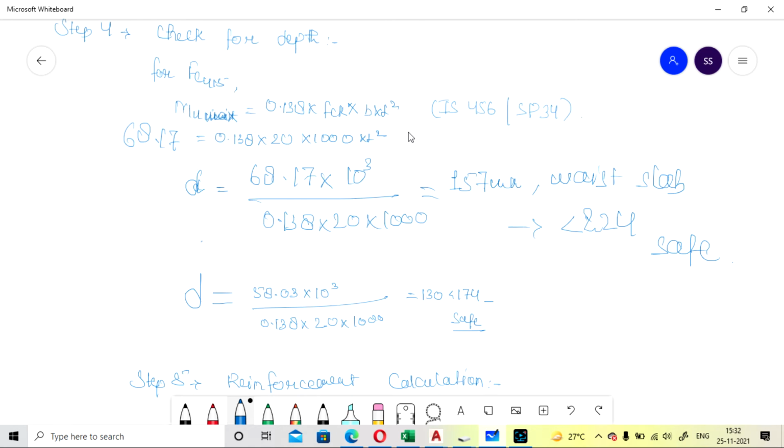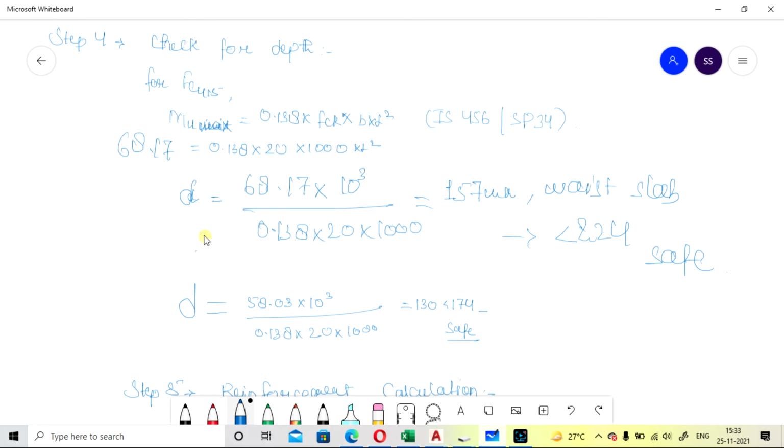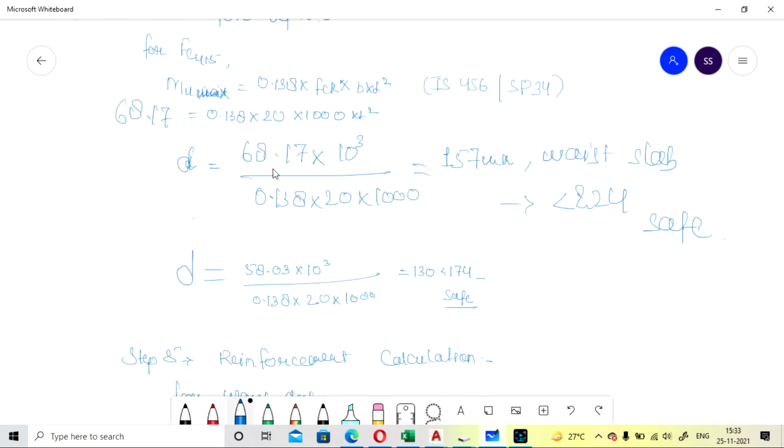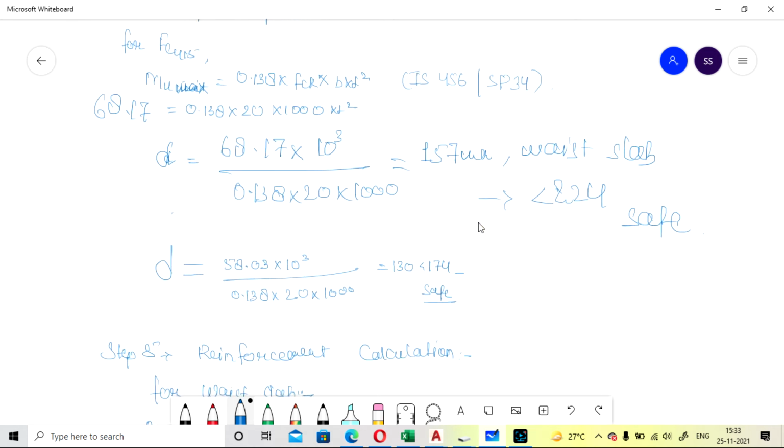So if we consider the waste slab, our moment for the waste slab is 68.17. So our D will be calculated as 68.17 into 10 to the power 6, converting it into Newton mm, divided by 0.138 into FCK, which is 20, and into B. So our value will come as 157 mm. We have provided the effective depth for the waste slab as 224 mm, which is more than this, so this will be safe.